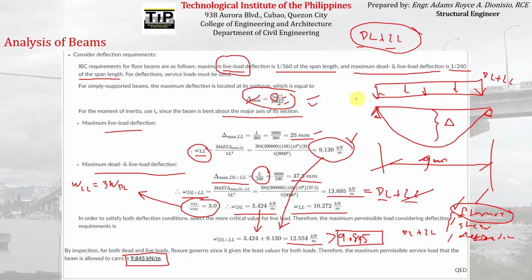So if ever you want to apply a load on this particular steel beam, you have to make sure that it will not exceed 9.845, because if it exceeds 9.845, you can expect that the steel beam will already fail with respect to flexure. Okay, that is the first failure that will be experienced by a flexural member. Failure due to flexure.